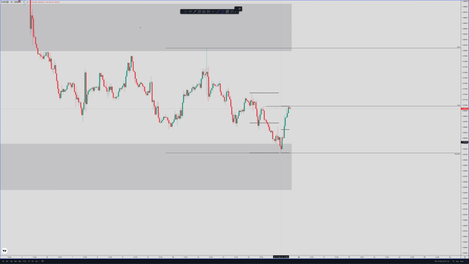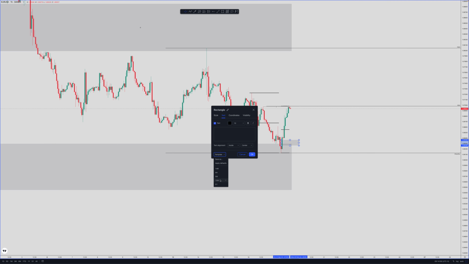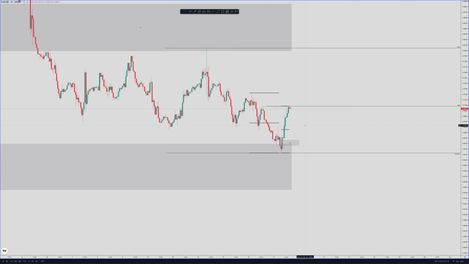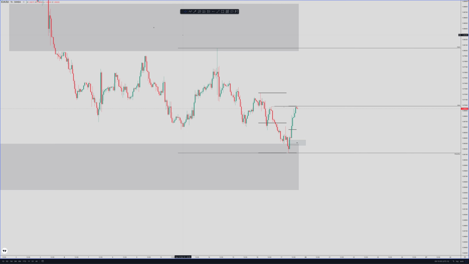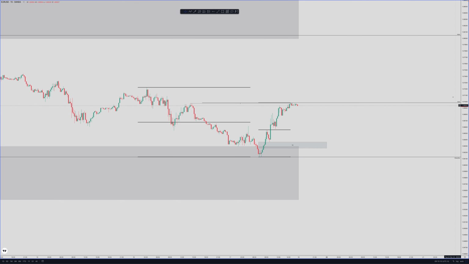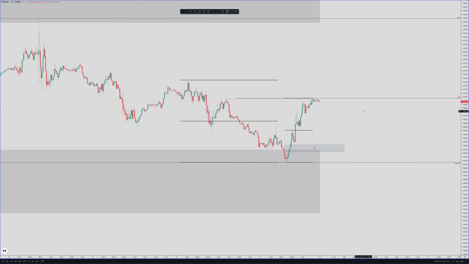I'll mark out this 1 hour fair value gap too, just as an area of interest. Not necessarily going to trade it, but you could probably expect some sort of pullback or support here. Have a quick look at the 15 to see if there's anything of interest. 15 is very close to the hourly anyway, so I would only really care once I get into the intraday and I want to execute.